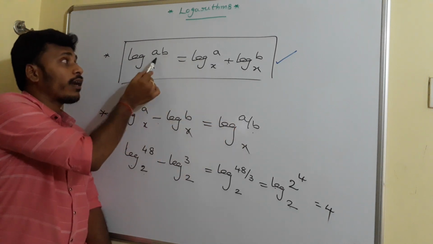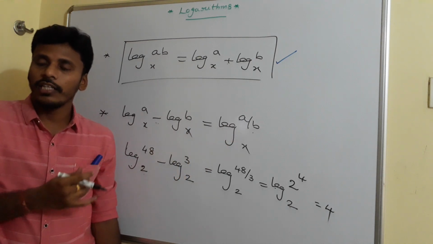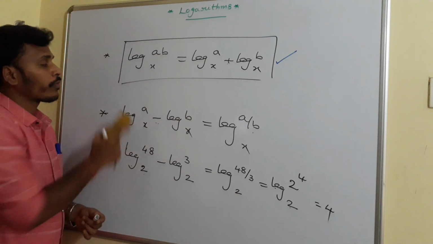If plus sign, you have to write it like a into b. If minus sign, you have to write it like a by b. So these are the two standard laws, and I am going to tell you some more laws. Just have a look.